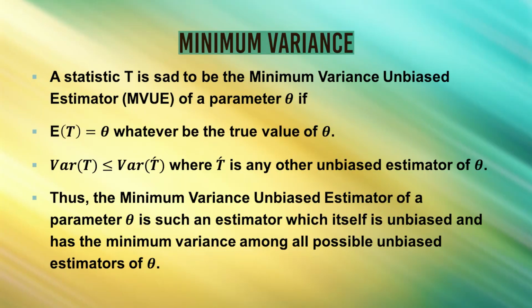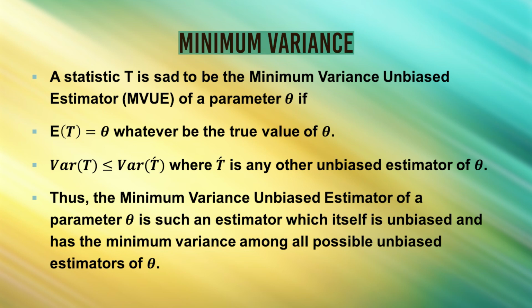So which one will you prefer? That means only the first criterion will not tell us how to choose a good estimator. So we have to go to the next criterion, which is called minimum variance. A statistic T is said to be a minimum variance unbiased estimator, abbreviated as MVUE, of a parameter theta if it is unbiased, that is, expectation of T is equal to theta, and variance of T is less than or equal to variance of T dash, where T dash is any other unbiased estimator of theta.